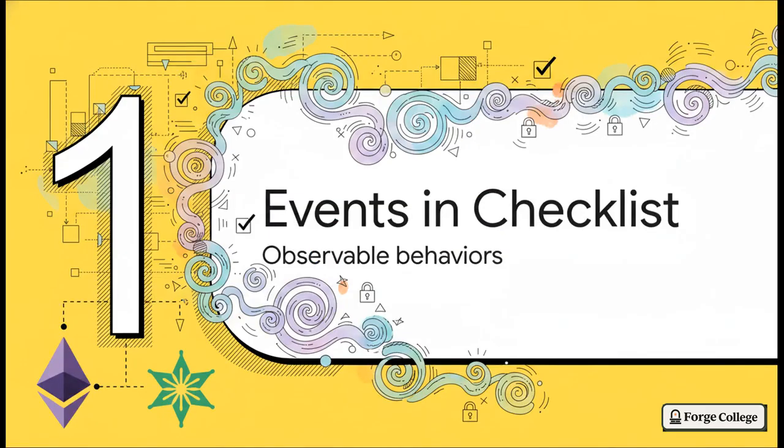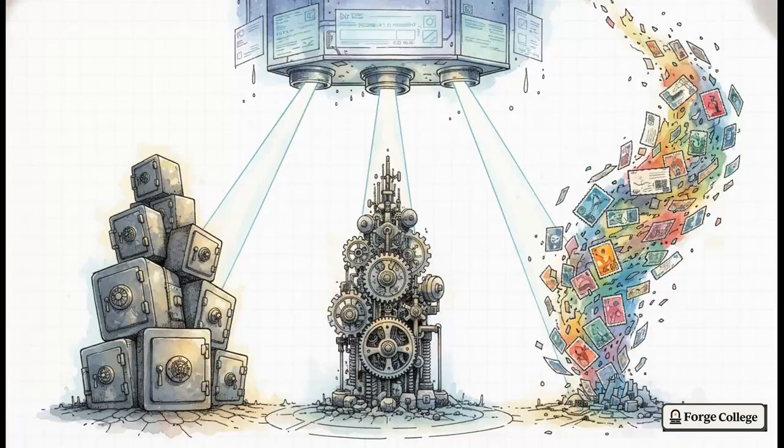All right, Section 1. Events in the migration checklist. Observable behaviors. During a migration, there are a few things you absolutely must preserve. We're talking about emitted events, public storage layout, and your external API. Why does this matter so much? Because indexers and UIs usually reconstruct your app's state entirely from those logs. If you break the logs, you break the UI. And suddenly, your users think all their tokens just vanished into thin air. You really do not want that angry mob in your Discord, believe me.